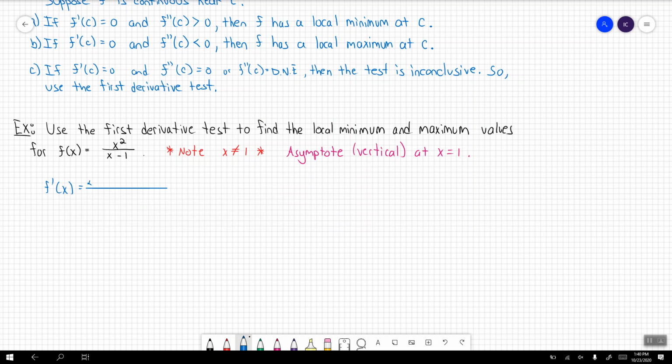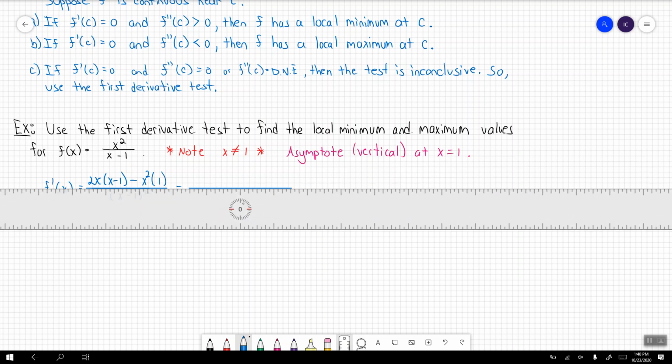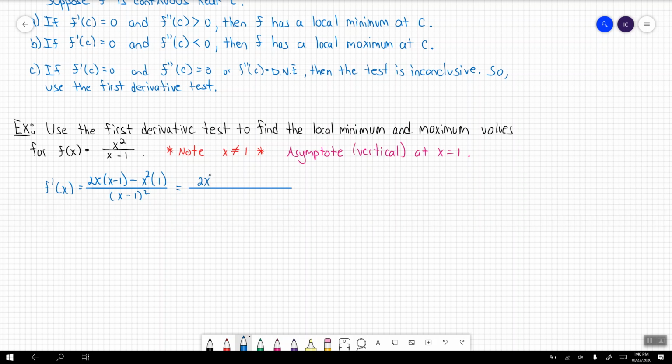There we go. So the derivative of the top is 2x multiplied by x minus 1, minus x squared multiplied by the derivative of the bottom, which is just 1, divided by the denominator squared. This derivative will now simplify. The numerator turns out to be 2x squared minus 2x and then minus x squared, divided by (x minus 1) quantity squared.